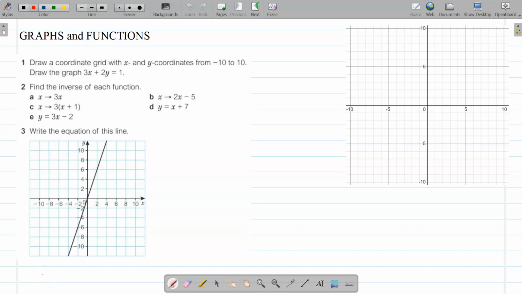Okay, welcome to this unit test from the textbook of the Delta 2 series on chapter 10. This is about graphs and functions. We're going to whiz through this in as quick a time as we can.